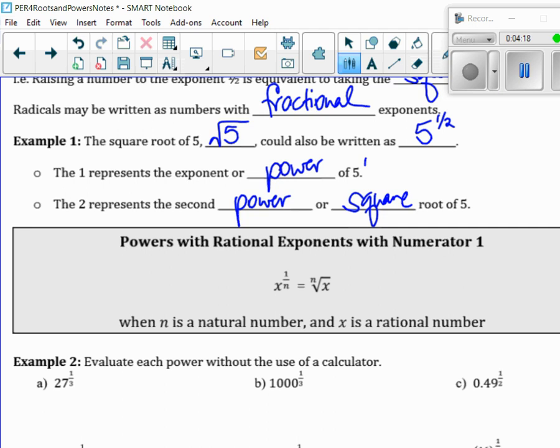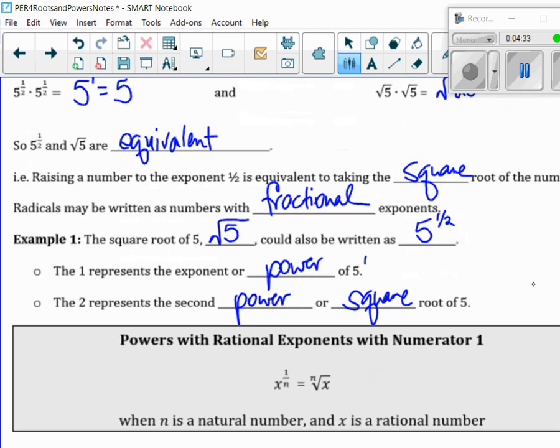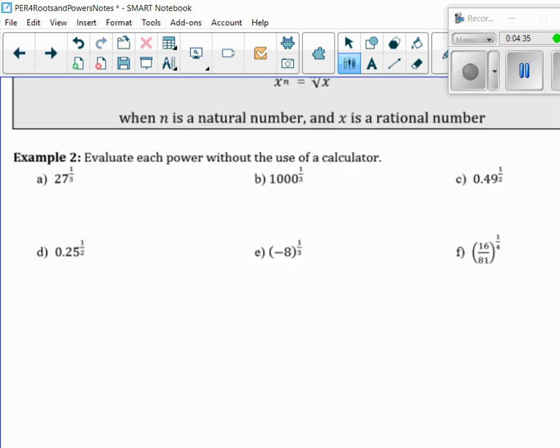So here is the huge take-back of all this. X to the power 1 over n, whatever that n is, is the index of your root. That's why I was saying the 4th root is to the power 1/4, a 5th root is to the power 1/5, etc. So now we're going to evaluate this without the use of a calculator. 27 to the power 1/3 would be the same thing as the cube root of 27, which is 3. The cube root of 1,000, or 1,000 to the power 1/3, is 10.